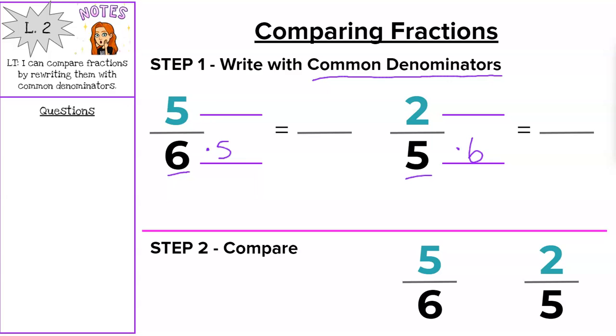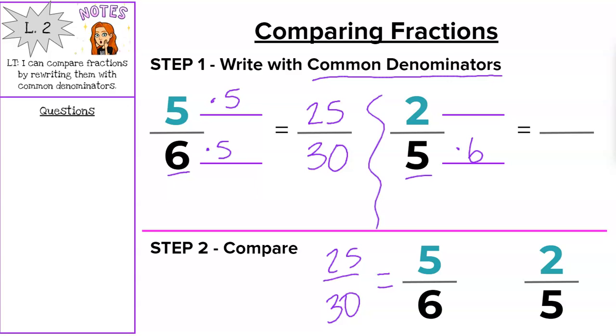So if I multiply the 6 by 5, I'm also going to multiply the 5 by 5. 5 times 5 is 25, and 6 times 5 is 30. So down here, I can say that 5/6 equals 25 over 30. I'm going to do the same thing for this other fraction, 2/5. If I'm multiplying 5 by 6, I have to multiply 2 by 6. 2 times 6 is 12, and 5 times 6 is 30. So I can say that 2/5 equals 12 over 30.